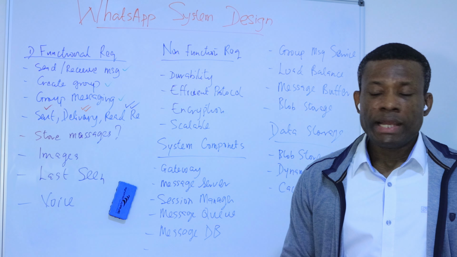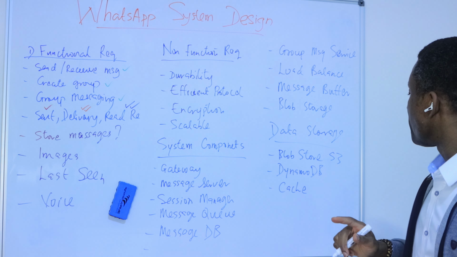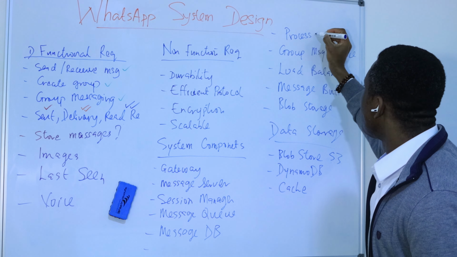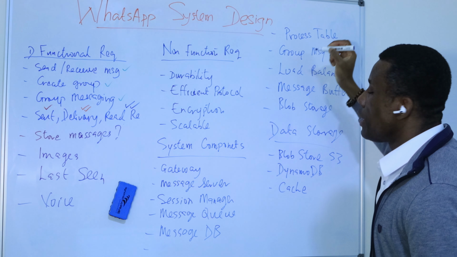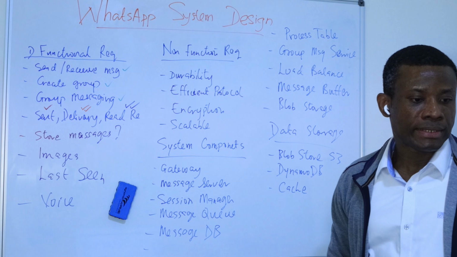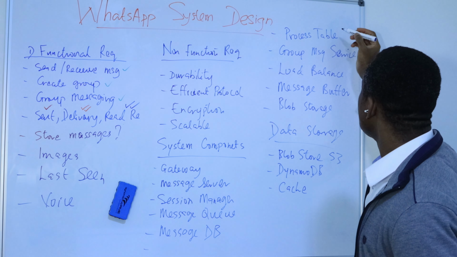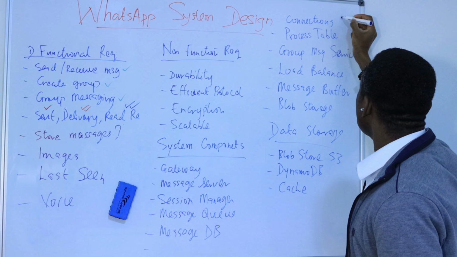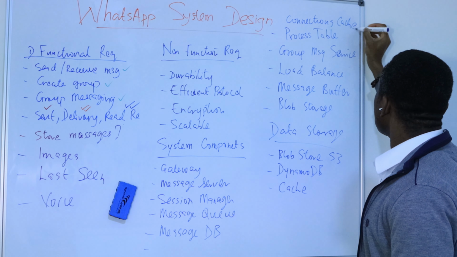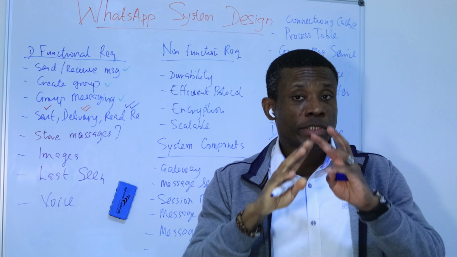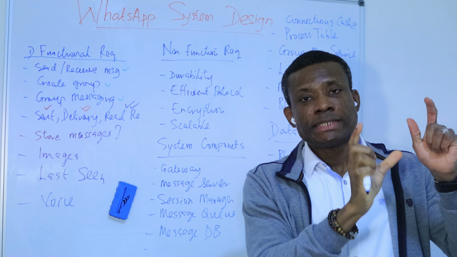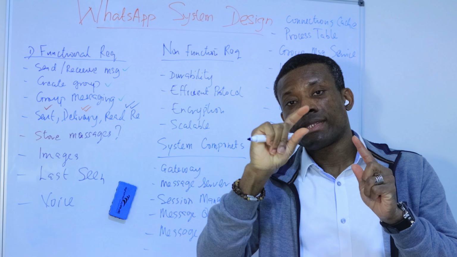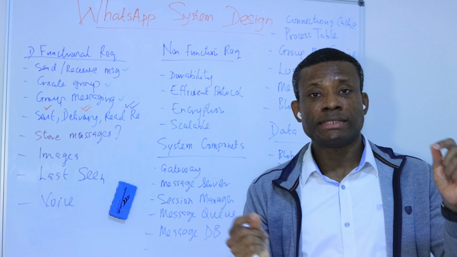So are we forgetting anything? And we also need, here I forgot, something called process table. Process table is also the same as connections cache. So this is the same as connections. This process table holds all the clients that are connected at a time, and the process ID handling the process that is actually exchanging the messages they send.